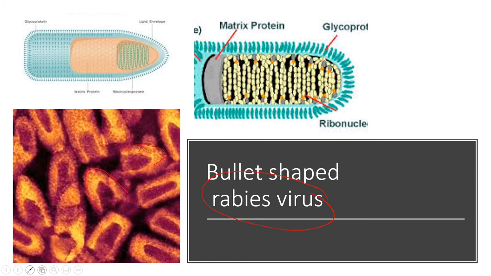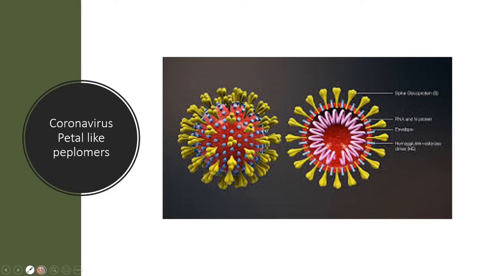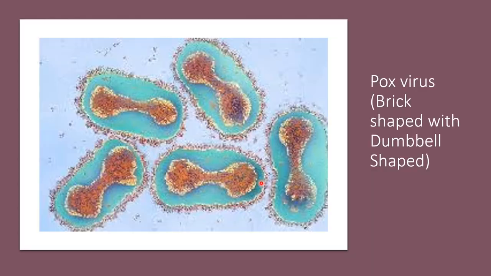Rabies virus, you have to remember. Coronavirus has petal-like peplomeres. See, these petals are there in coronavirus. Okay, coronavirus is an RNA virus.